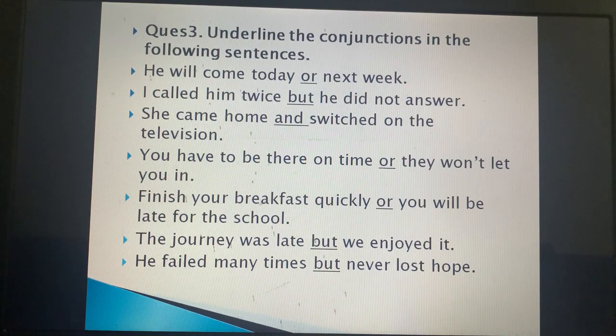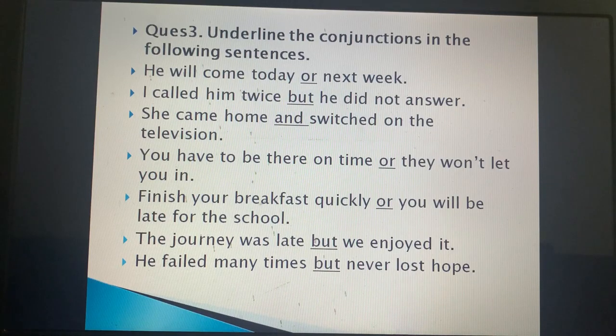Now these are the conjunctions over here. There were only 3 conjunctions which I taught you, and, or, but. So it's simple as that. You have to find and, or, but in these all sentences and underline. He will come today or next week. Or is the conjunction. I called him twice but he did not answer. But is the conjunction. She came home and switched on the television.